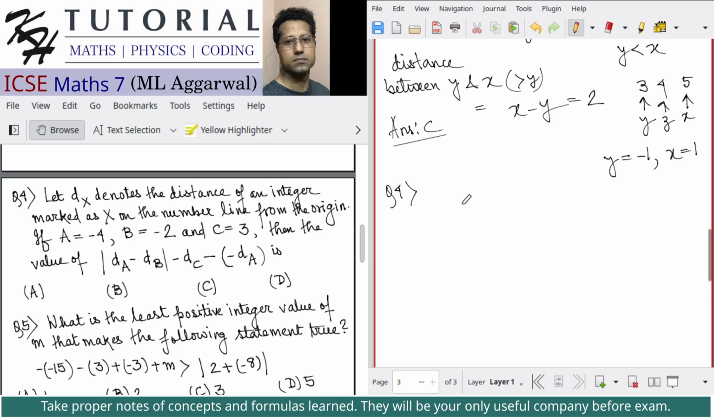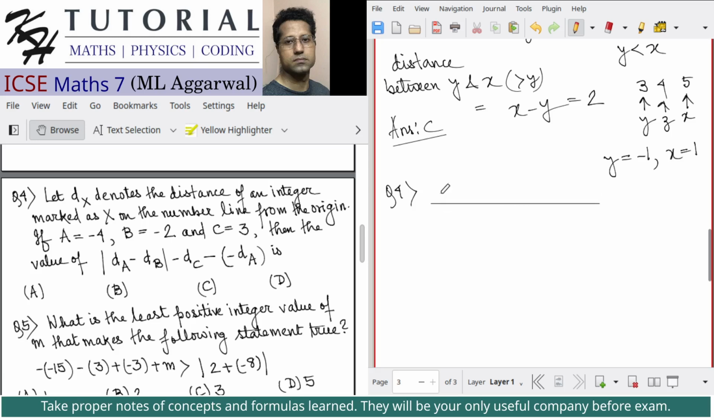Now, what is dx? What is the notation dA, dB, dC? That notation is explained in the very first sentence, that dx denotes the distance of an integer marked as x on the number line.